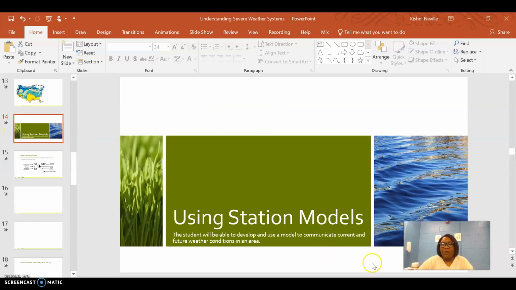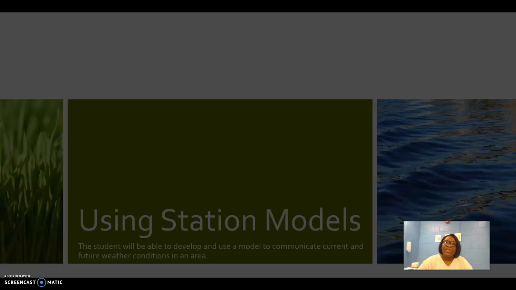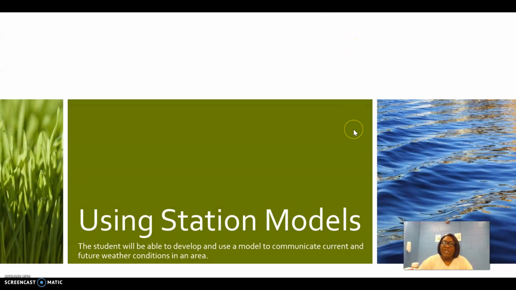Here's our recorded lesson on station models today. Our learning objective for today is to be able to develop and use a model, particularly a station model, to communicate current and future weather conditions in one area. In your notes, please write down "using station models." You do not have to write down the learning objective. Just keep it in the back of your head so you know the purpose of our lesson today.